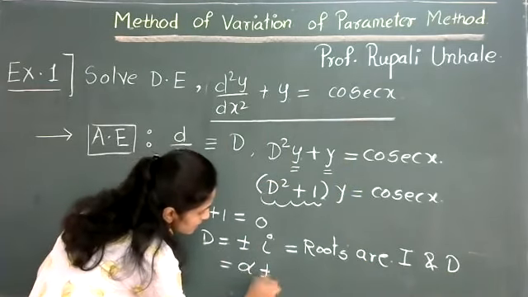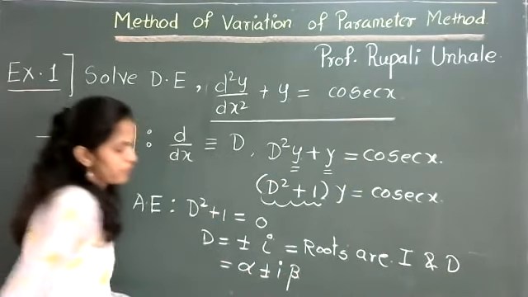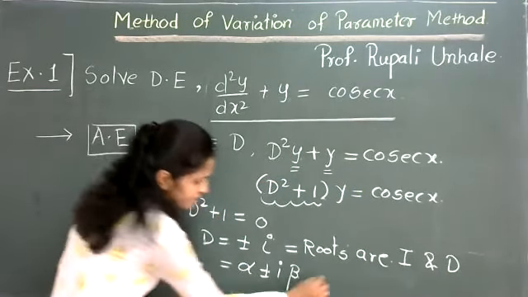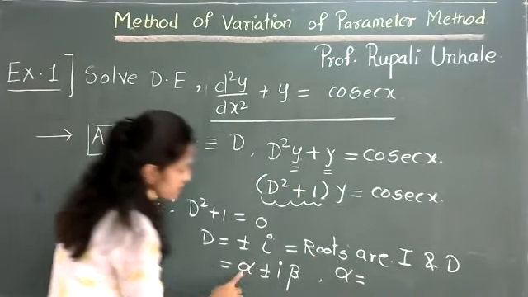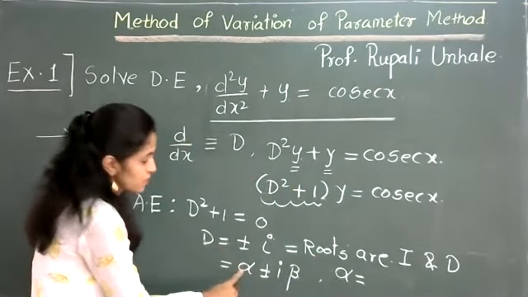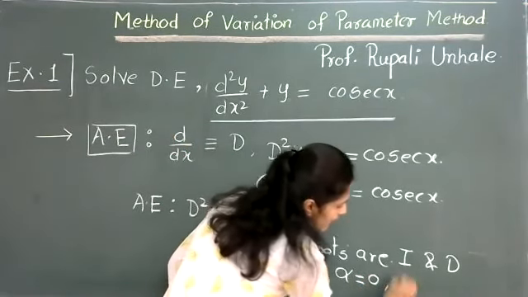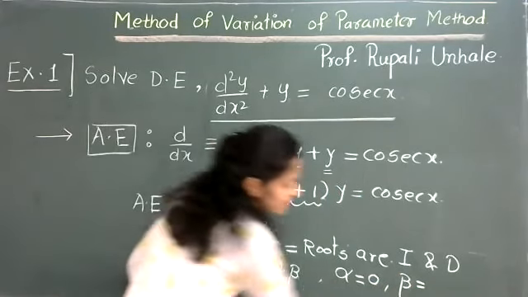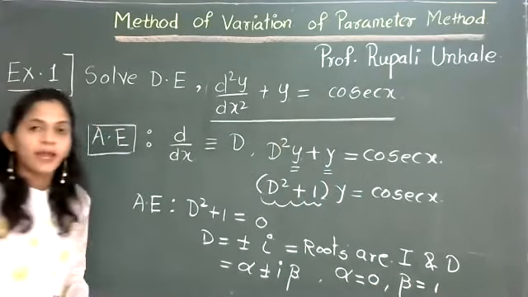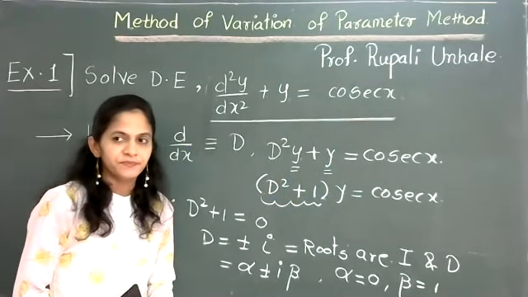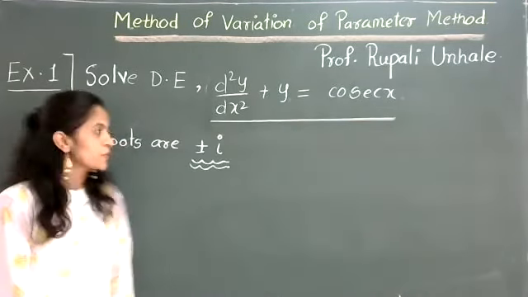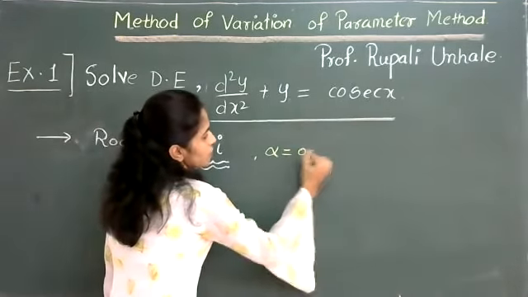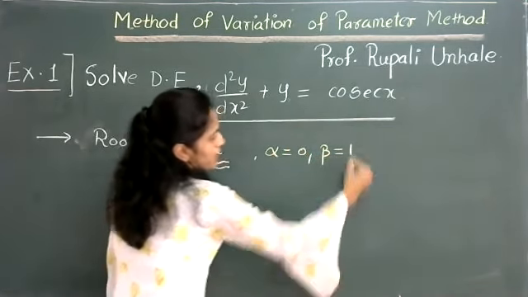We compare this with the standard form of a complex number, alpha plus minus i beta. Here the real part is absent, so the value of alpha is 0. The value of beta is the coefficient of i, which is 1. So with alpha 0 and beta 1, we are getting the roots plus minus i.